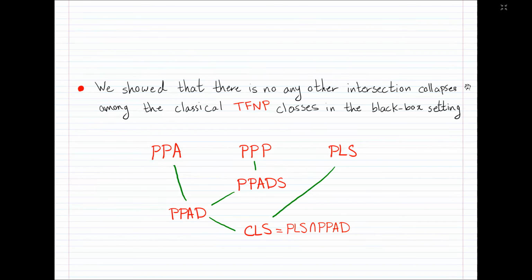In this paper, we showed that there are no other intersection collapses among the classical TFNP classes in the black box setting. The following diagram is the diagram of classical TFNP classes, and the green line shows the subset relationship. We prove that for any non-trivial intersection of any two classes in this diagram, this intersection is not equal to any other class here.